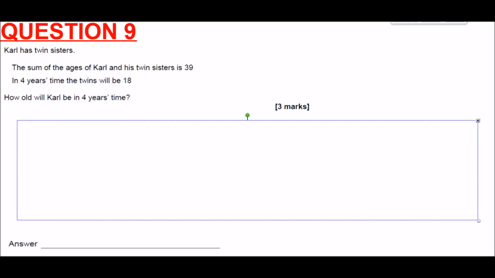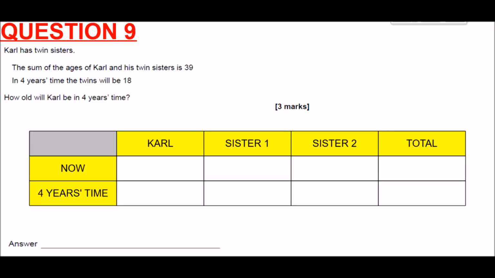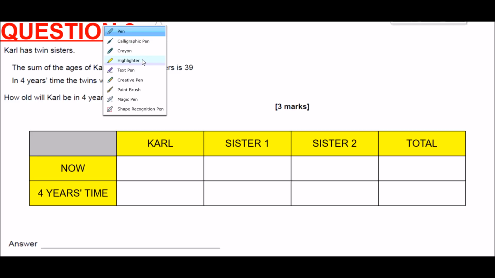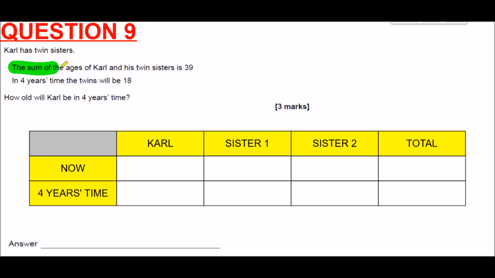And the key word here is twin sisters. Now, twins are always going to be the same age, plus or minus a few minutes, but will always be the same age. So what we can do here is sort of split it up into a table and just fill in the bits and pieces as they come up. And so it says here that the sum of ages of Karl and his twin sisters is 39. So altogether, Karl and his twin sisters' sum, means the total of their ages, is going to be 39. So we can fill this bit in. The total age of all of them right now is 39.